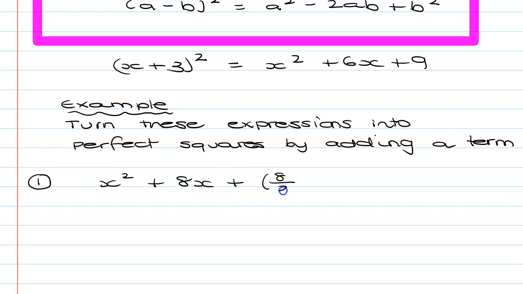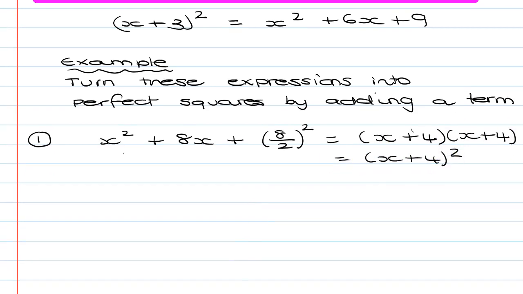So if I write 8 over 2 squared, that hopefully is going to give me a perfect square, which in this case would be x plus 4 squared, or remember that's the same as x plus 4, x plus 4, all squared. So hopefully that will work. So let's do that. Let's just write that as x squared plus 8x plus, well, half of 8 is 4 and 4 squared is 16. Now double check that. When we expand this using FOIL, x times x is x squared plus 4x plus the 16. There's the 16 made up here.